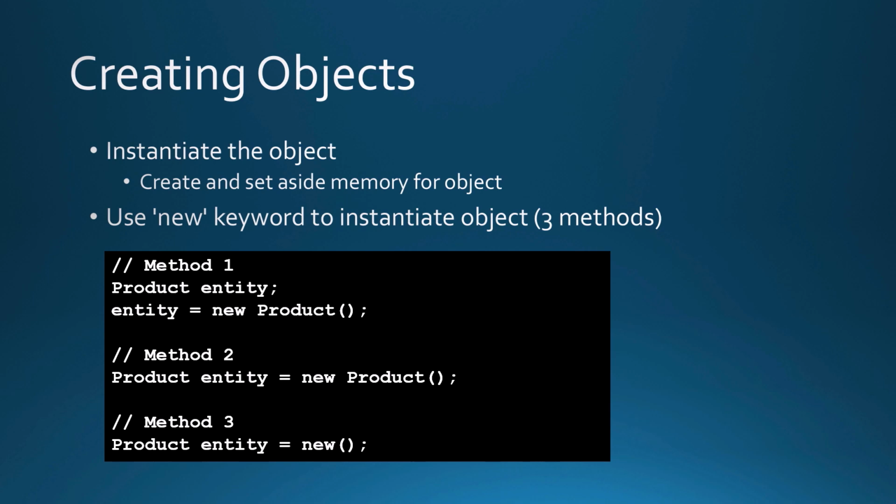The first method, simply declare the class name, Product, and then give it a variable name. Just like we do with an int or a decimal, you use the name of the class and then a variable name. And then you can say entity equals new Product. The second method is to do it all on one line: Product entity equals new Product. And you always put an open close parenthesis after these things. And then method 3, which is newer in .NET 6 and later, is to say Product entity equals new open close parenthesis. But any of these 3 methods work just fine.